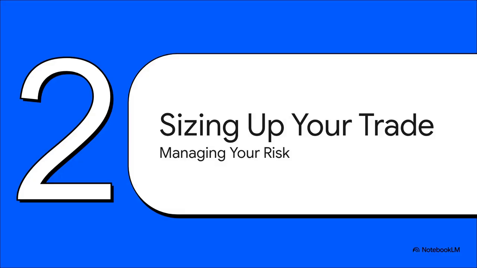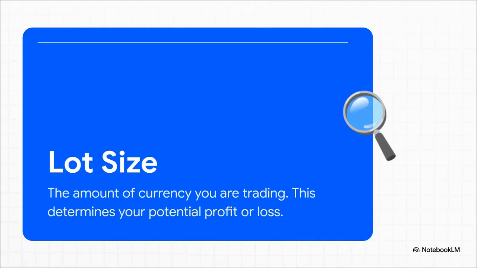Okay, so you figured out the trend. What's next? Well, the very next question is all about risk. How much skin are you willing to put in the game on this one trade? That decision all comes down to what we call your lot size. To put it simply, a lot size is just the volume of your trade. It's how many units of a currency you're actually trading. Think of it like the gas pedal. It directly controls how big your potential profit could be, but also how big your potential loss could be.